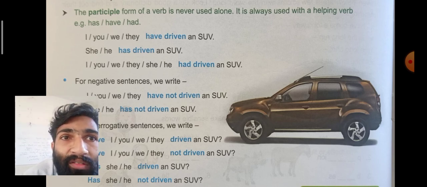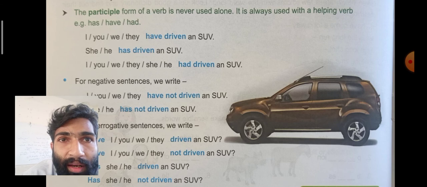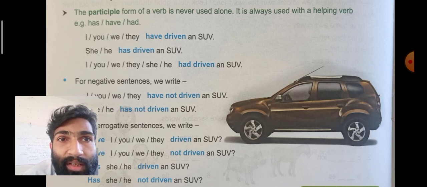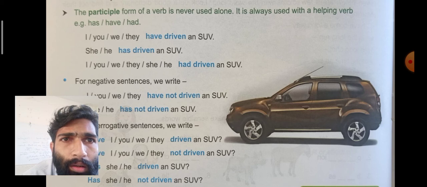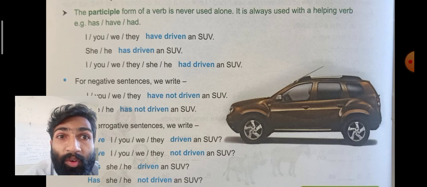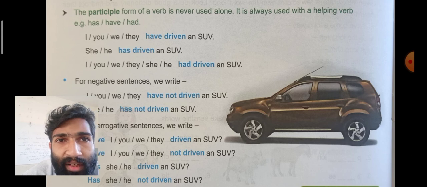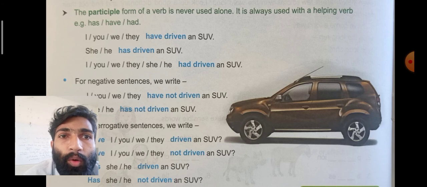Now I have driven an SUV, you have driven an SUV, we have driven an SUV, they have driven an SUV. Now for singular, has: she has driven an SUV, he has driven an SUV. Now past tense, okay. For past tense, had. So I had driven an SUV, you had driven an SUV, we had driven an SUV, they had driven an SUV, she had, he also had only. So she had driven an SUV, he had driven an SUV.